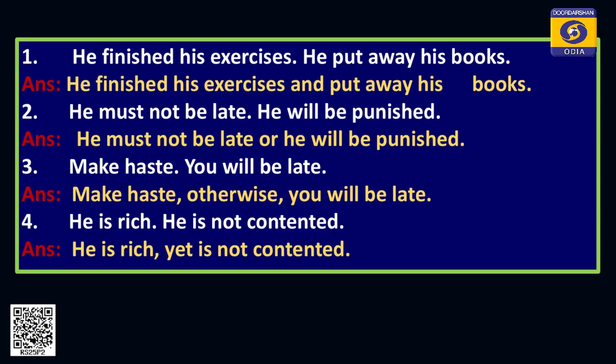The answers. 1. He finished his exercises, he put away his books. So, two actions: he finished something, then he did another thing, right. So, I finished my work, then I went to, and in this case we can use the coordinator or the conjunction and. He finished his exercises and put away his books, right. He must not be late, he will be punished. So, if he will be late, he will be punished, you see. So, in this case what will happen? He must not be late or he will be punished.